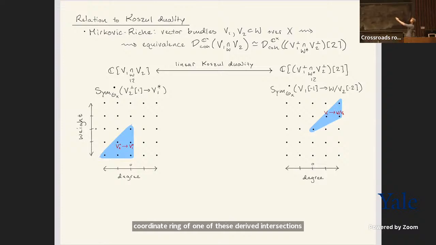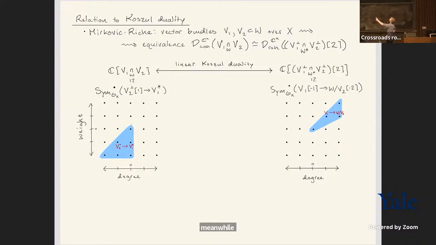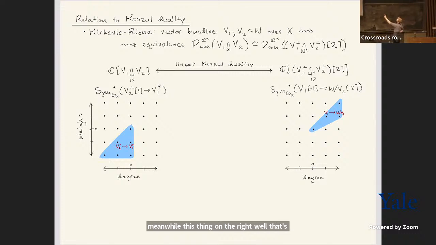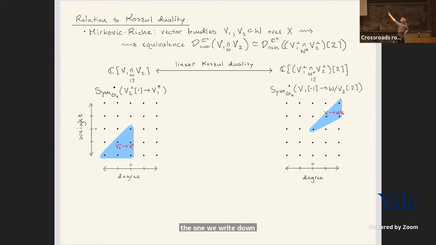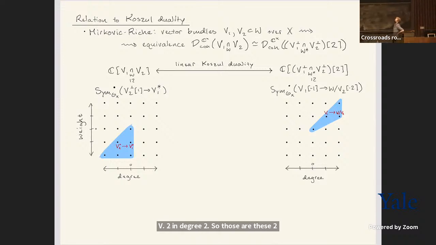Meanwhile, this thing on the right, well, that's the picture on the right. So that's again the symmetric algebra of a two-term complex, just the dual version of the one we wrote down. But because of this shift by 2, those generators are going to be way over there on the top right. And so this two-term complex is maybe even simpler to write. It's just V1 in degree 1, and the differential maps that via the natural map to W mod V2 in degree 2. So those are these two dual derived intersections, dual symmetric algebras.